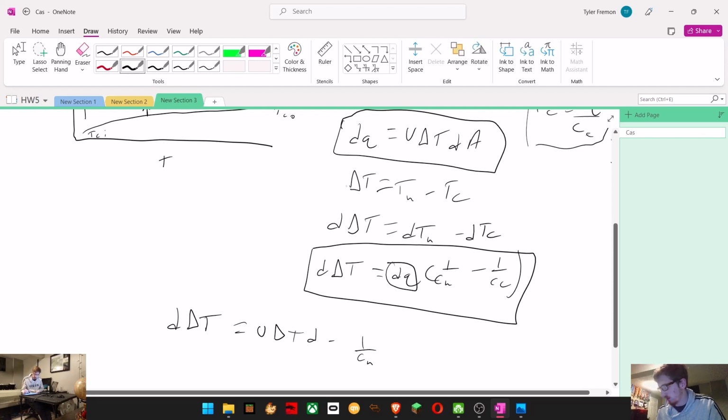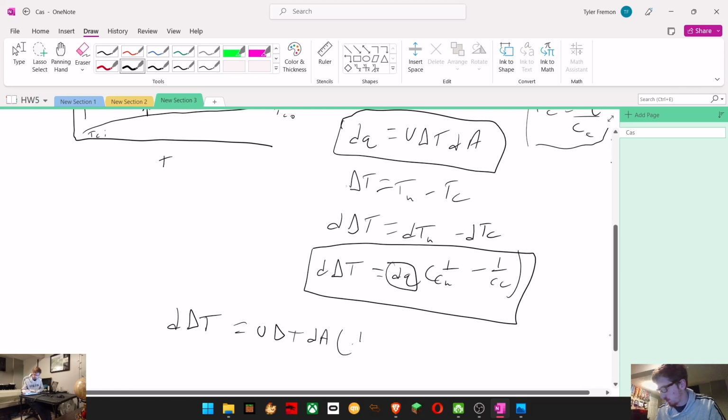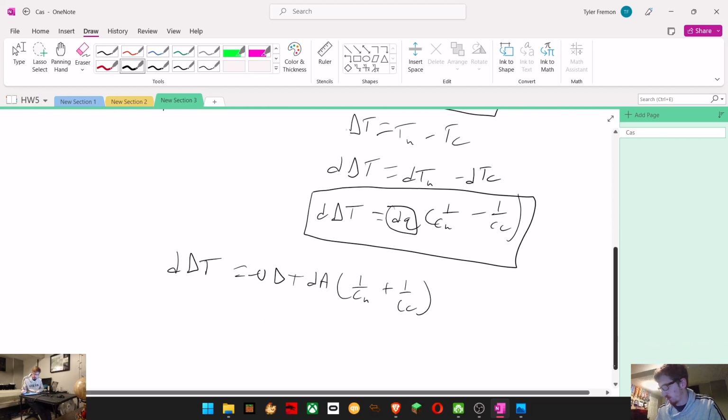Let me rewrite this parenthesis. dA times 1 over CH. And I'll actually pull out the negative here. So we have 1 over CH plus 1 over CC. And we'll go ahead and divide across and then integrate.